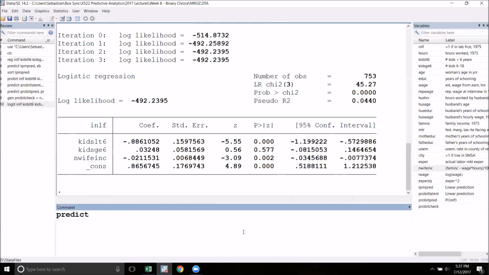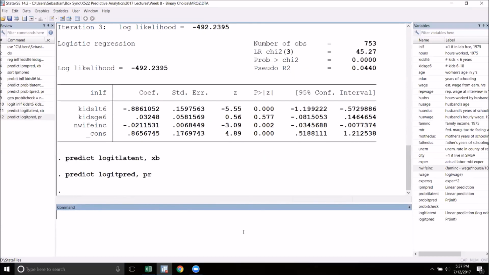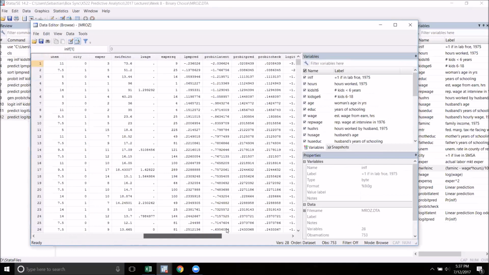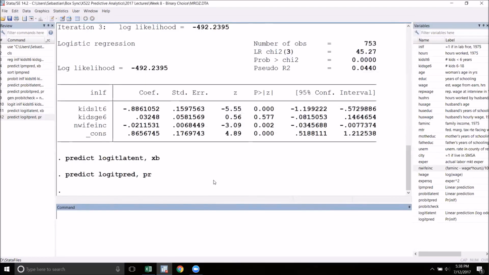As such, everything is going to work pretty similarly for predicting. I can predict the latent variables using xb, and I can predict the probabilities using pr. If we check these out, you can see that in general, the Logit and the Probit give fairly similar predictions. We can again verify these predictions by generating a logit_check. You can name this anything you like, equal to logistic of logit_latent.